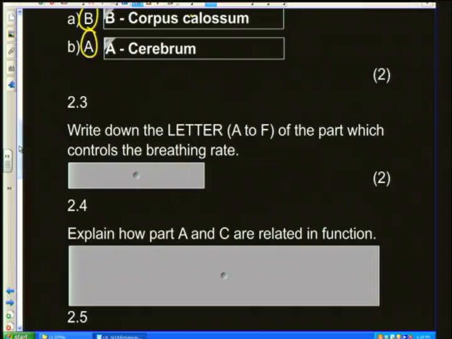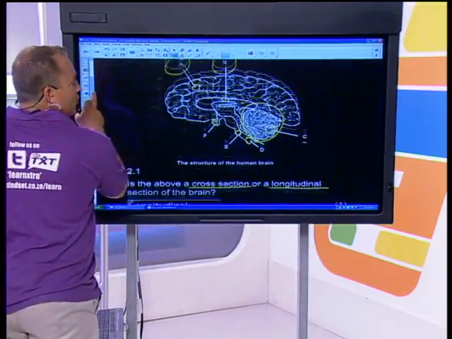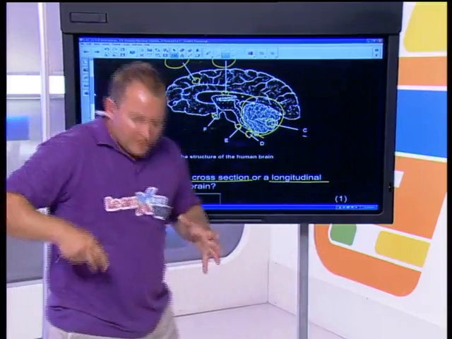Next one. Okay, write down, here we go. Write down the letter, not how many, the letter. Right? From A to F, so one of the three. Which part controls breathing rate? Okay, your breathing rate. Now, if I have a look at it, your breathing rate always comes from a specific place, same as your heart rate and everything like that.